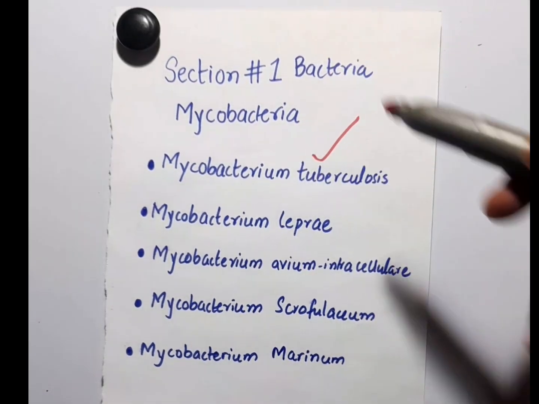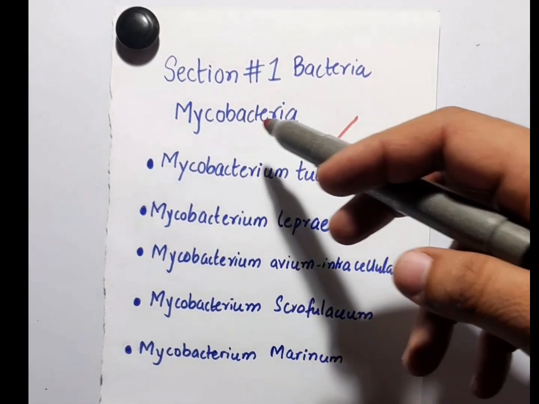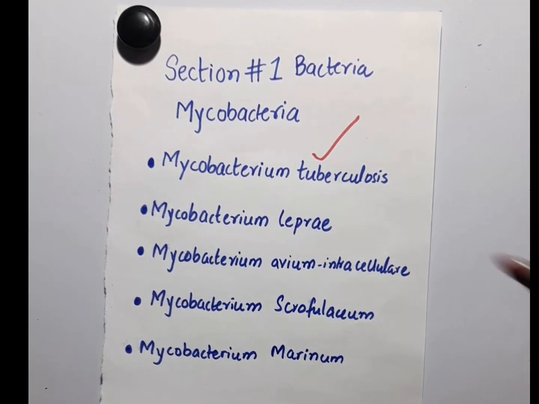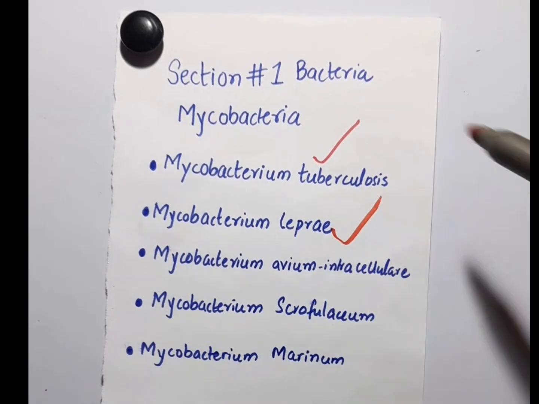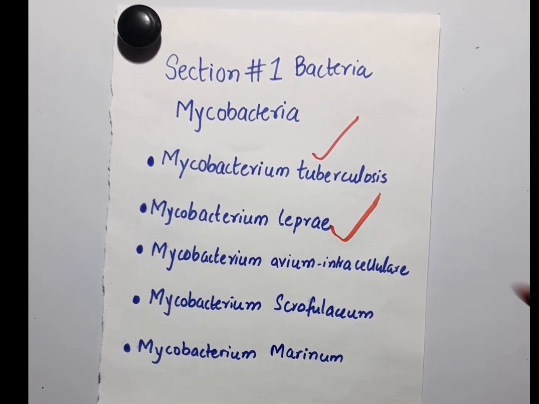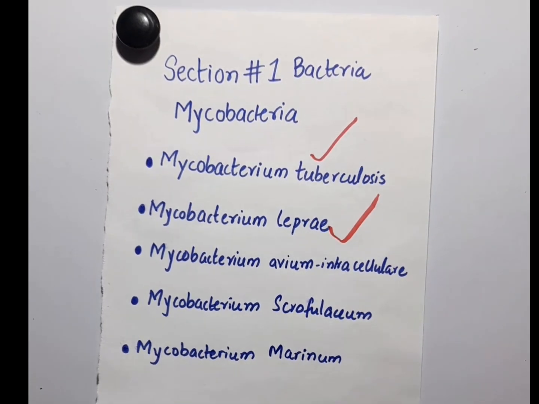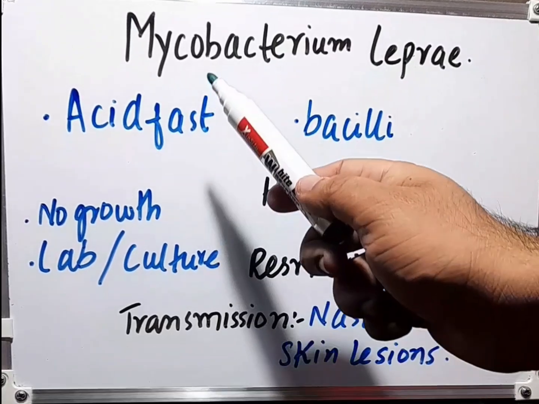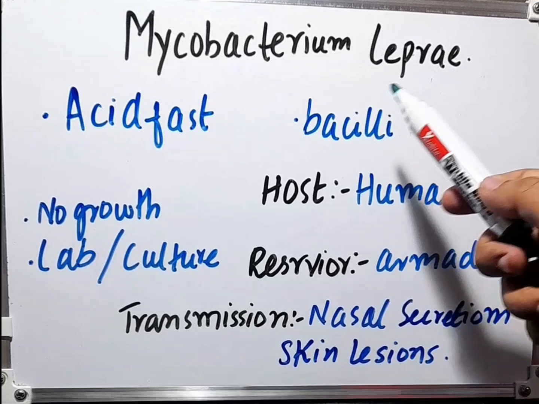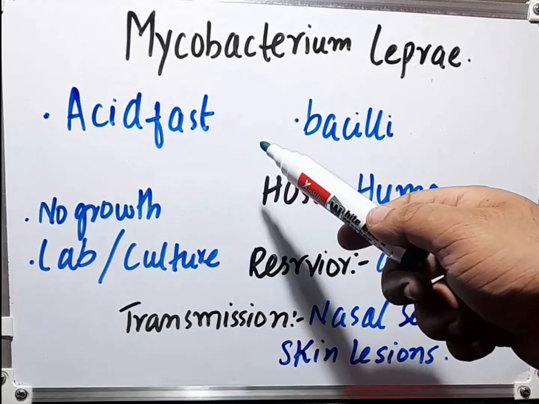In section number 1, bacteria, the family Mycobacteria, today we will discuss Mycobacterium leprae. If you have not watched the video on Mycobacterium tuberculosis, go back and watch it and then continue the series of bacteria. In this video, we will discuss Mycobacterium leprae, which is an acid-fast bacillus.